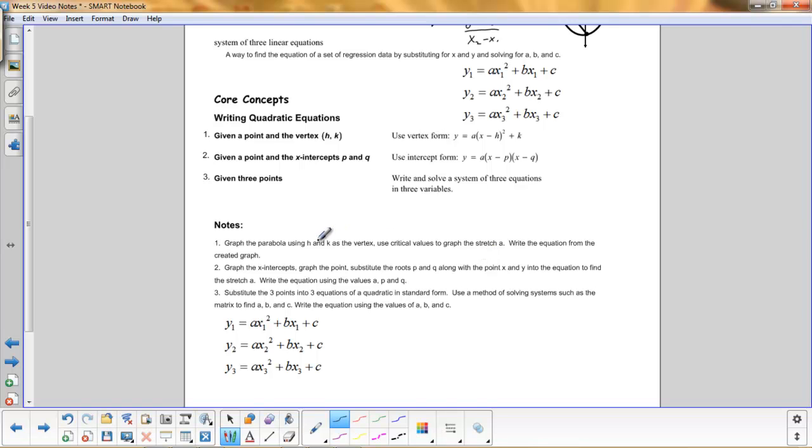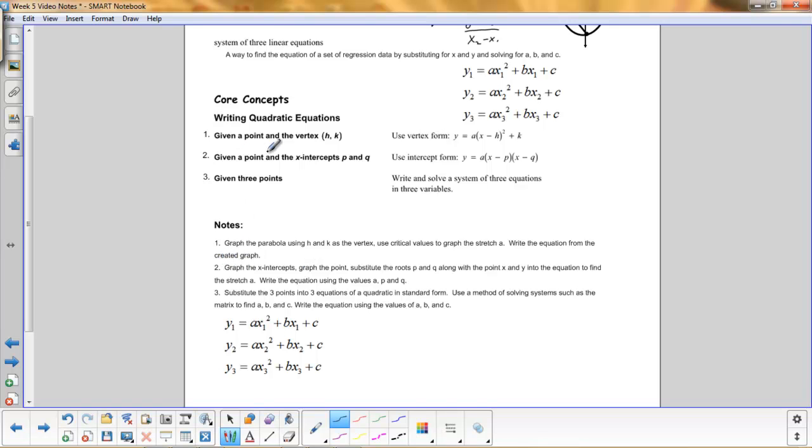Or what you could do is use h and k and the point as x and y, and you could plug them all in and solve for a. That would leave a lot of the guessing and checking out of it, especially if you didn't feel like the stretch a was a friendly stretch, which sometimes it's not.